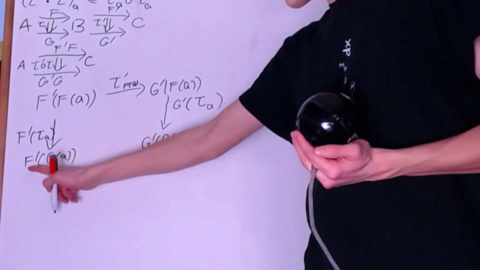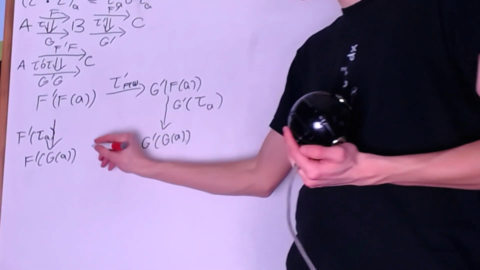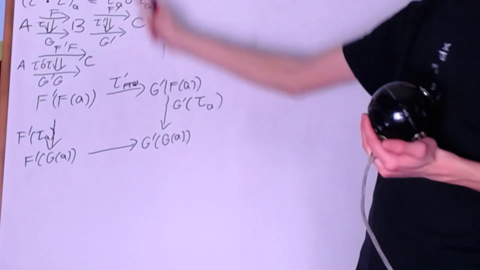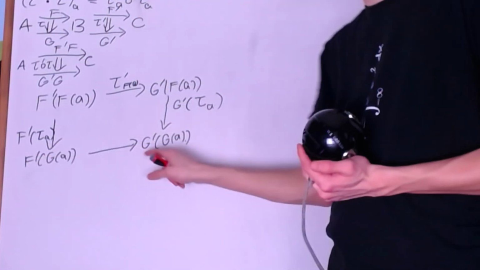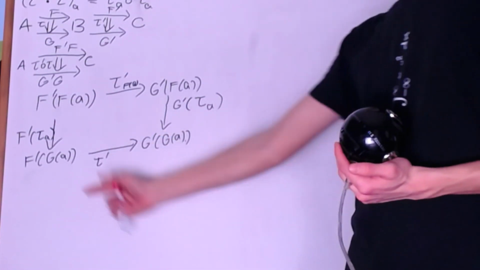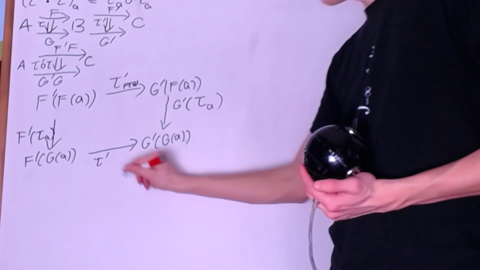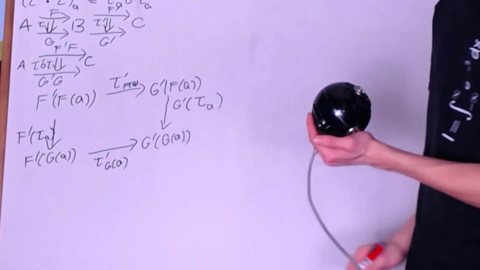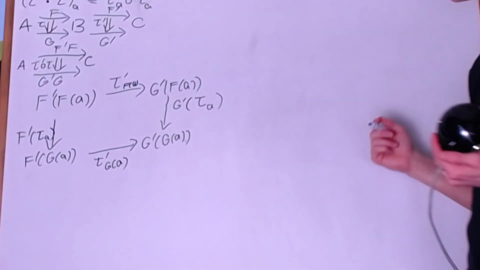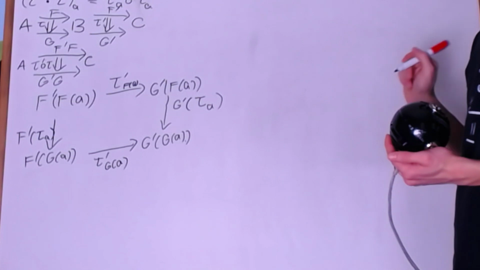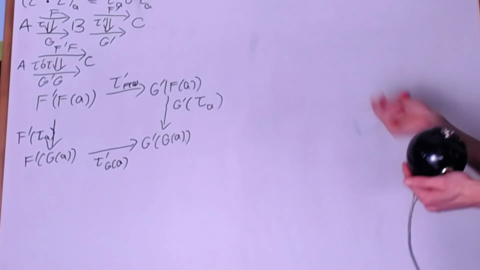And then I have to convert the outside to G prime. So right here, I'd need to use tau prime to convert F prime to G prime. So I'd have tau prime. And I want to keep G of A the same. So I do tau prime at G of A. So this is the diagram, and you can show, using properties of natural transformations and functors, that it is commutative.